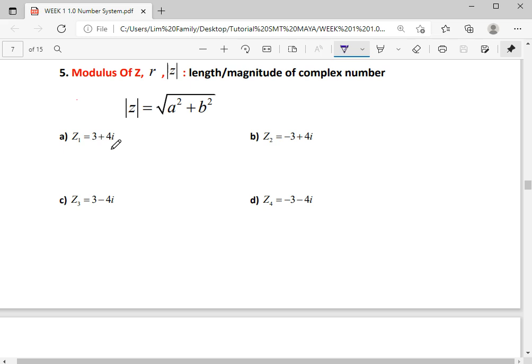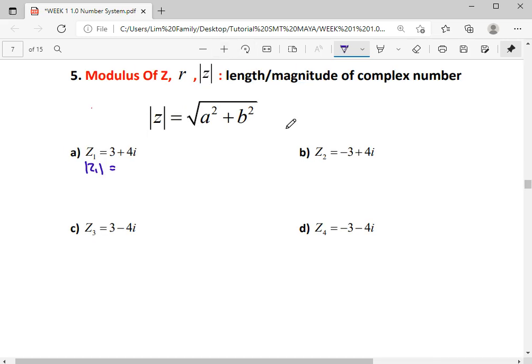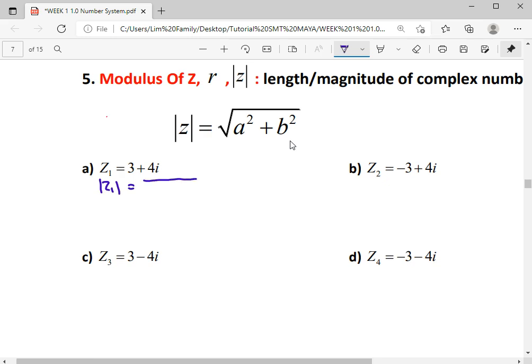Let's say for this Z1, what is the modulus for this Z1? It will be equal to the square root of a squared, which is 3 squared plus 4 squared, equals 5. So this complex number will have a length of 5 units from the origin. The length of this complex number has 5 units magnitude. Nilai panjang dia 5 daripada origin kita.